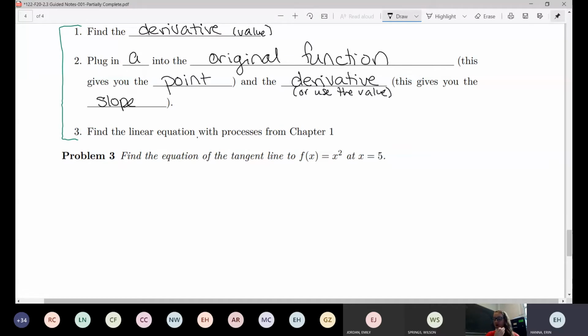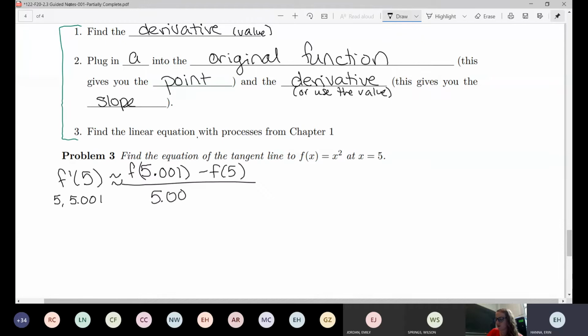So the first thing we want to do is find the derivative. In this case, we'll find the derivative value. Now at this point in time, we have to estimate that using our instantaneous rate of change, so we have to estimate using our average rate of change. We have to use something like 5 and 5.001. So we'll have f of 5.001 minus f of 5 all over 5.001 minus 5.